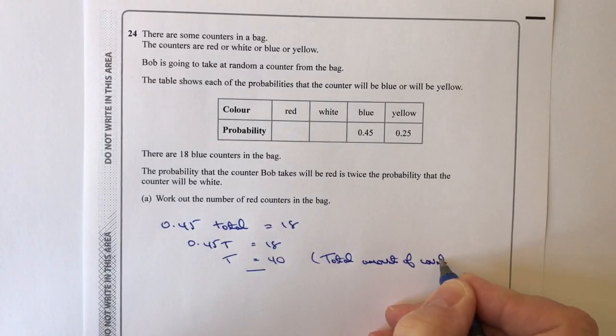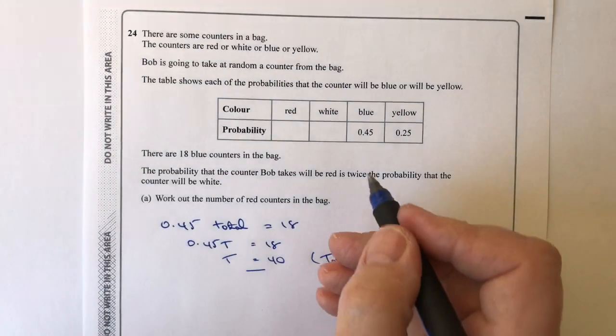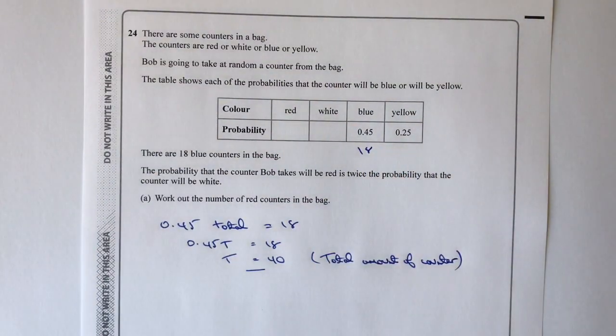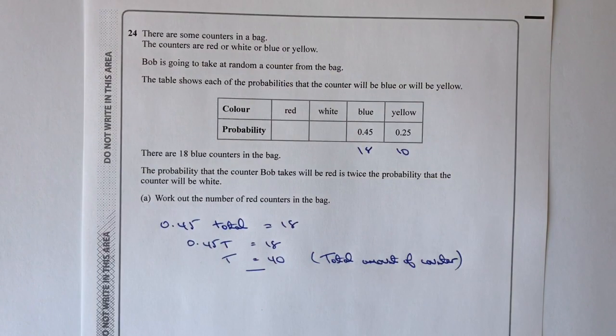So we know that the blue ones, we've got 18 of them, because it told us that. And we know also that the yellow ones are going to be 0.25, in other words, a quarter of the total amount of counters. So a quarter of 40 is going to be 10. So we're getting a little bit closer, because now we can say that we've accounted for 28 of the total of 40 counters.